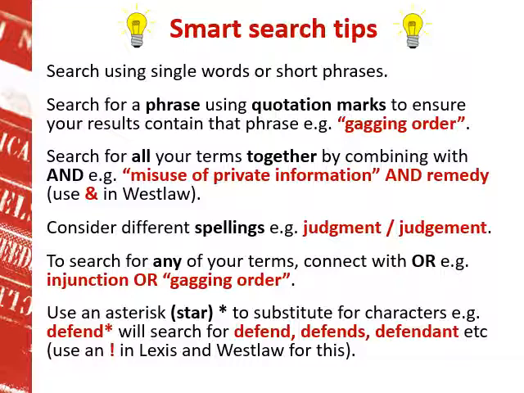You can add more search terms to your search string, but you must do this in a smart way. You can do this by using Boolean operators, which is just a fancy name for connecting words such as and. By linking misuse of private information and remedy with and, I tell the search to search them together, not individually. I focus my search. Remember what I said about different functionality in different resources. In Westlaw, we use the ampersand instead of and.